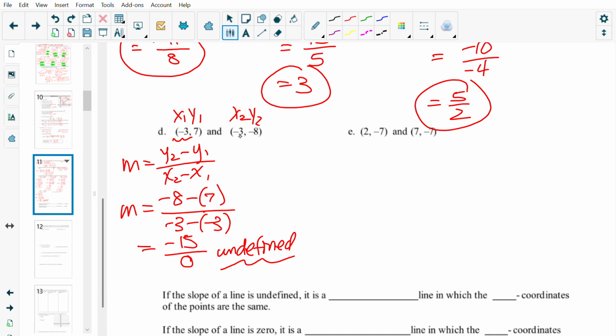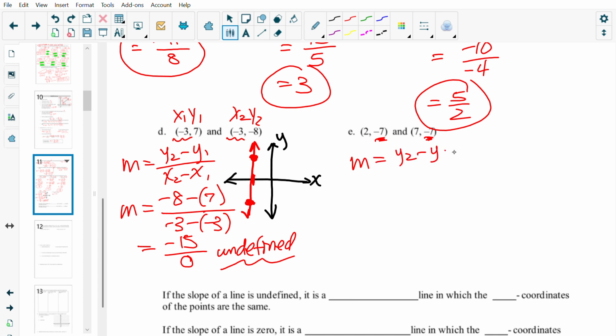Okay, for an undefined slope, did you notice that the x-coordinates were the same? Okay, so if I'm thinking about this, let's just briefly sketch it out, x and y. It passes through -3. Here are your 2 points, right? That's a vertical line, so that's going to be an undefined slope. How about this next one? What do you suspect is going to happen? I have the same y coordinates this time, right? Before we draw it, let's just calculate the slope.